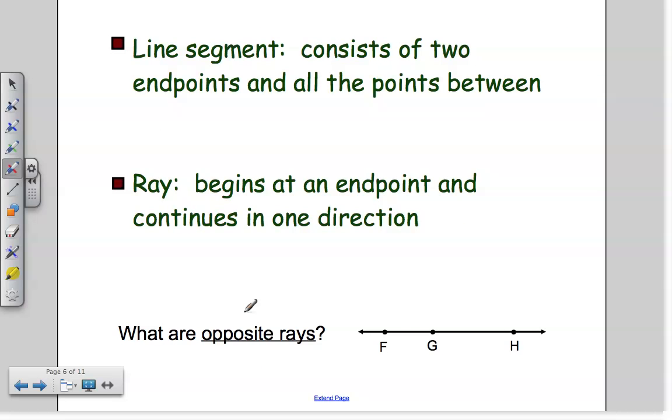Some more definitions. We talked about points, lines, and planes being our basic undefined terms, and now we're going to define 2 new terms. We have line segments and rays. A line segment is a line, but it's only a segment of a line, meaning it has a beginning point and an end. It doesn't go on forever. In general, if you just say line, you're talking about something that goes on forever with 2 arrows. But a line segment has 2 endpoints, and we talk about all the points in between being part of that line segment.